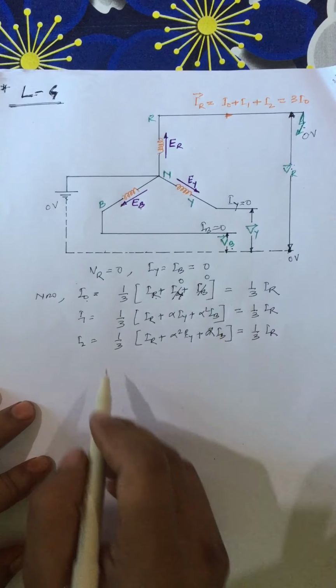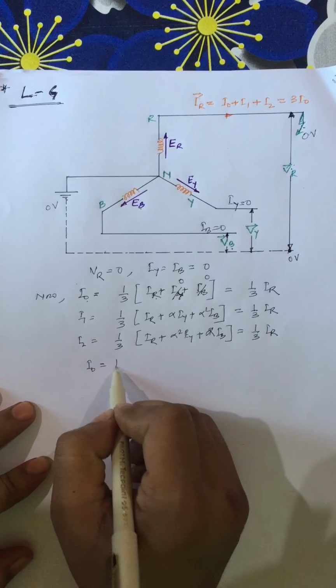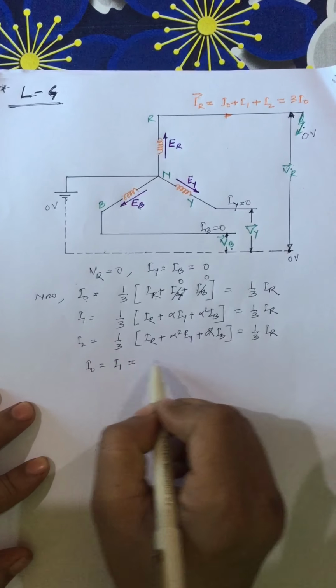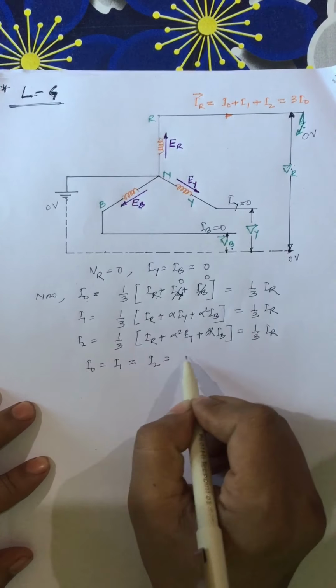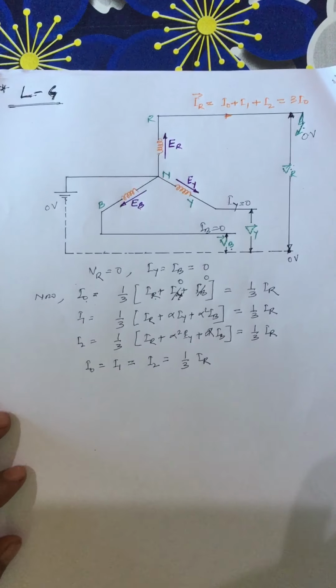So with these three equations, we came to know that for a single phase to ground fault, the zero sequence component is equal to the positive sequence component, which is equal to the negative sequence component, and this will be equal to 1/3 of IR.